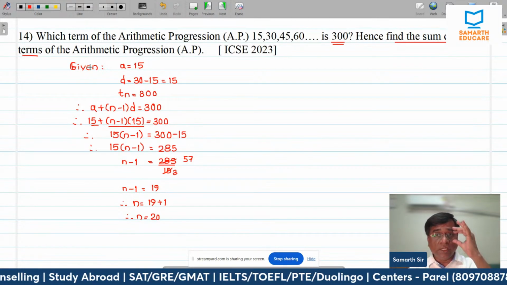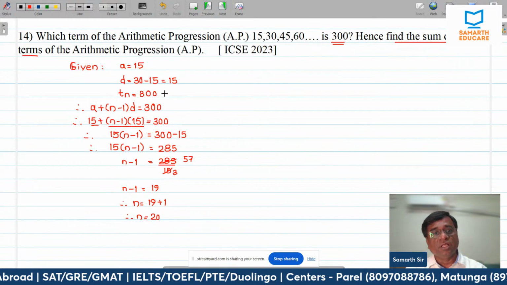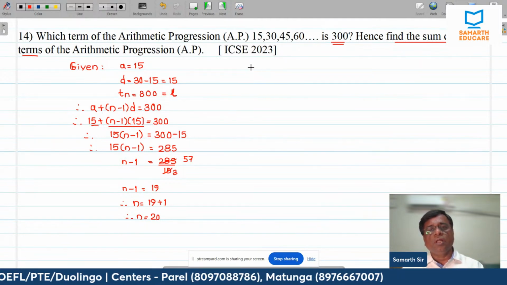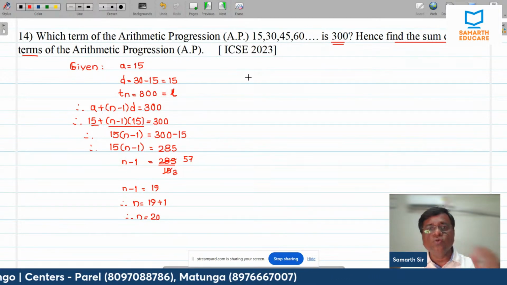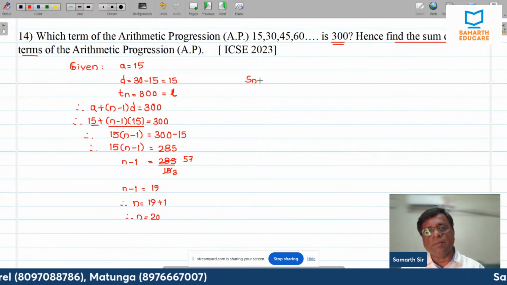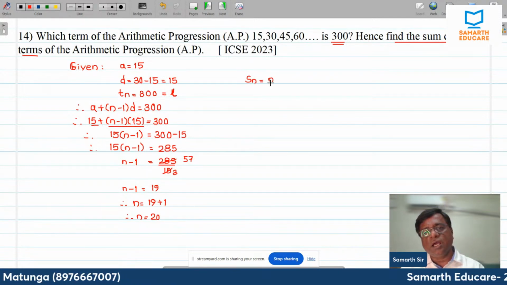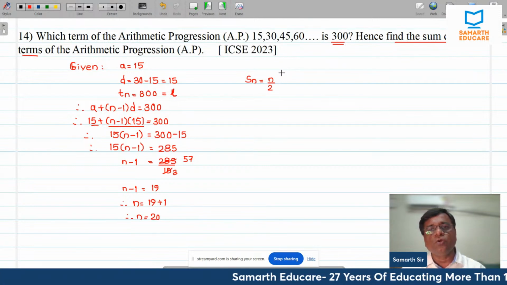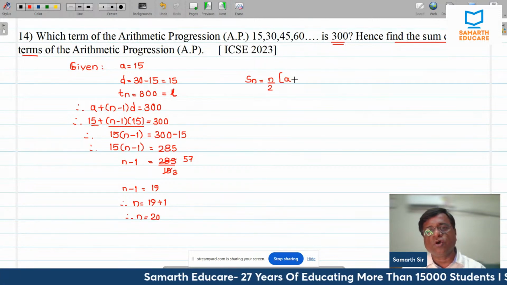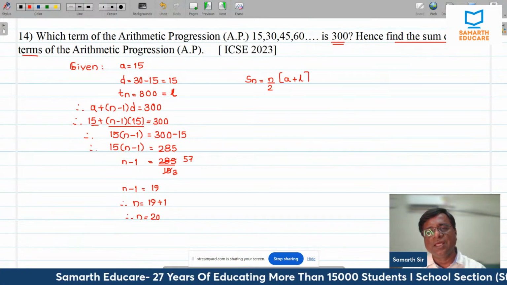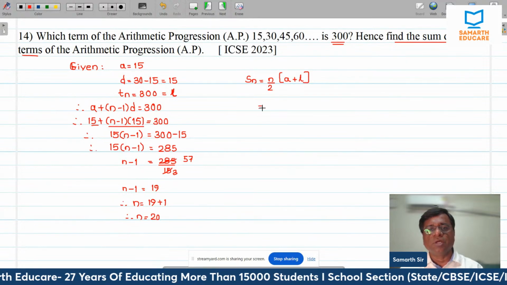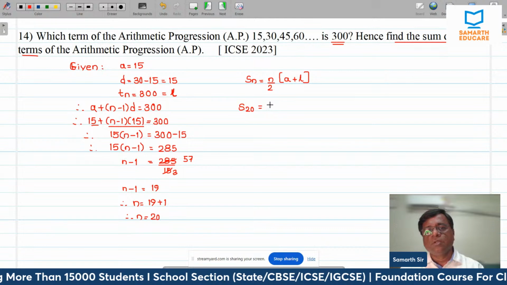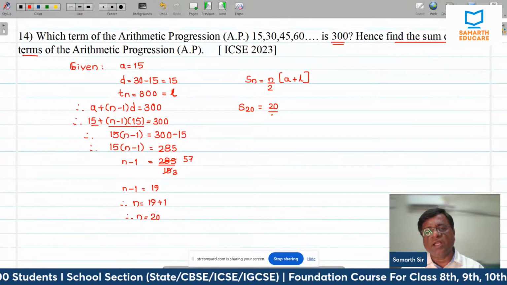Okay, now a very interesting thing. Suppose this term is supposed to be the last term. Now for the first time we are using this formula: Sn is equal to n upon 2. Usually the formula is 2a plus n minus 1 into d, but we can also use this formula, a plus l, that is first term plus last term, because there are 20 terms. So this is 20 divided by 2.